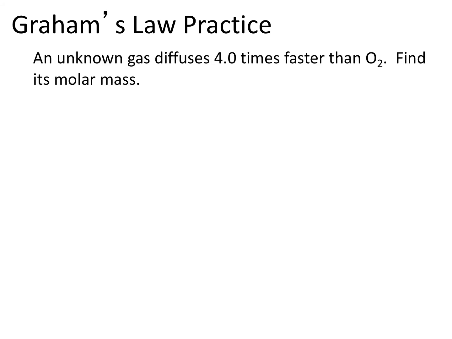All right, we're going to look at another problem here. It says an unknown gas diffuses 4.0 times faster than O2. Find its molar mass. So we've been told a relative relationship between our O2 and our unknown gas. Our unknown gas is 4 times faster than our O2. If we look at our setup here, we are going to need to be solving for the mass of our unknown. I personally like to have the mass of my unknown set up on top. It just simplifies calculations, in my opinion, but you can do the manipulations as you see fit.